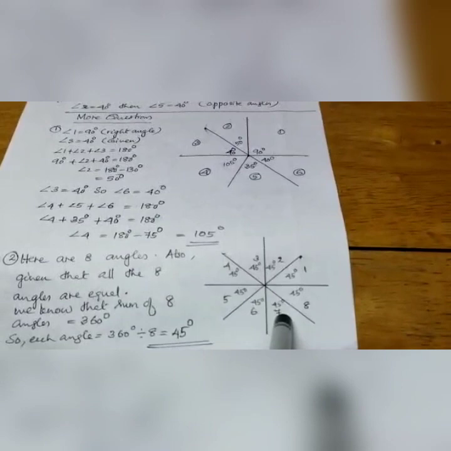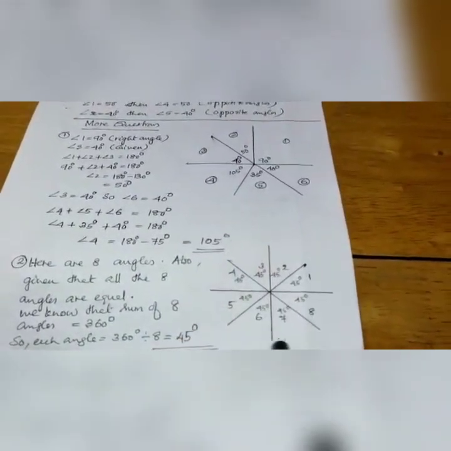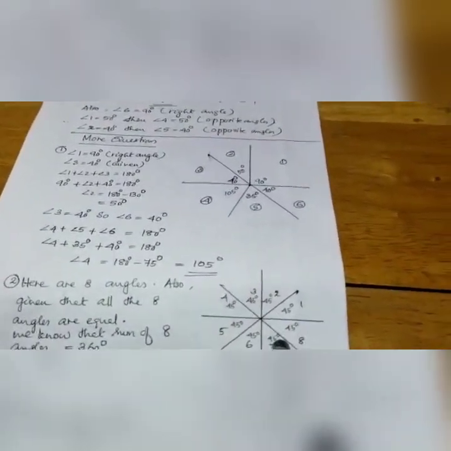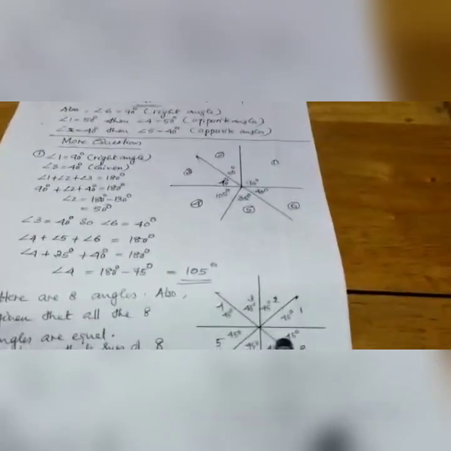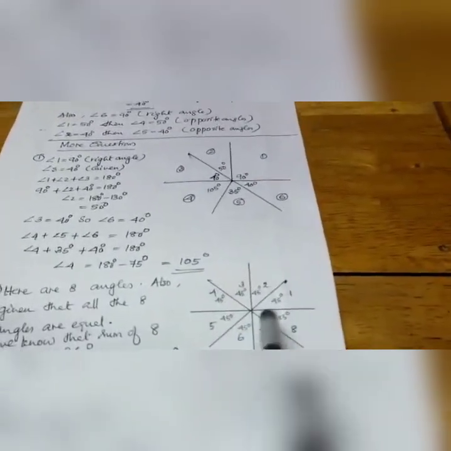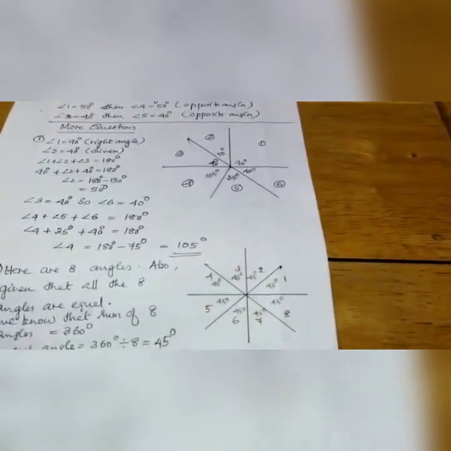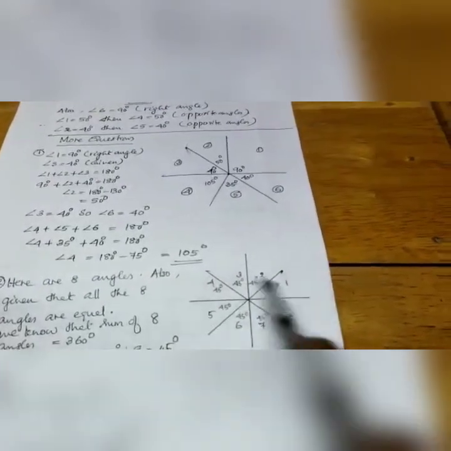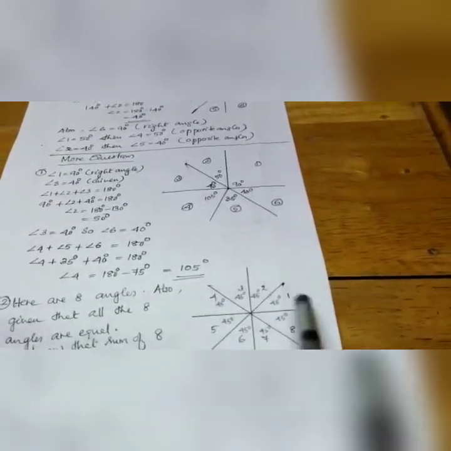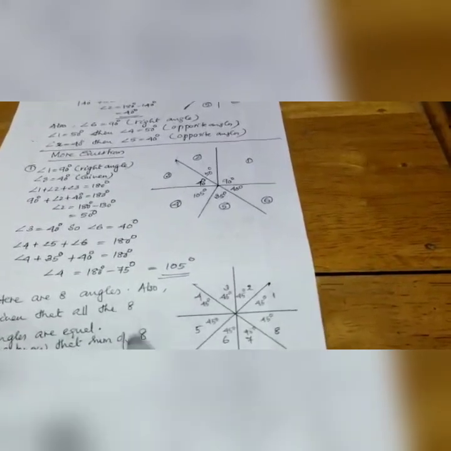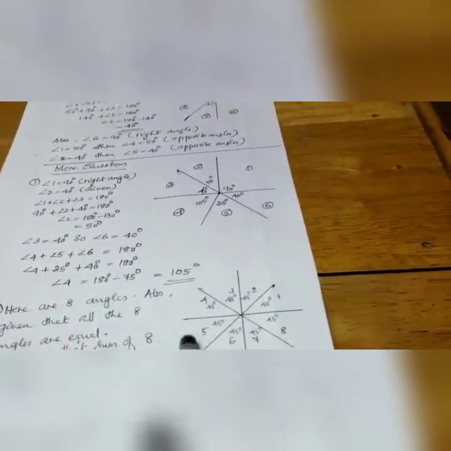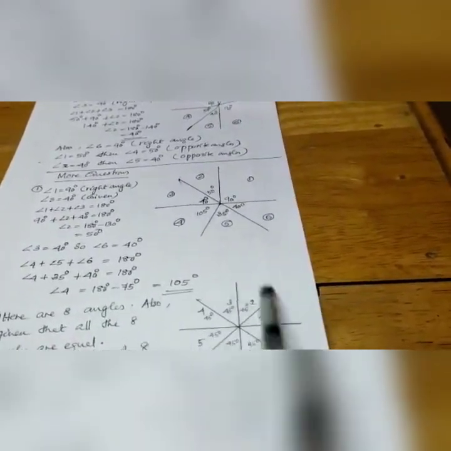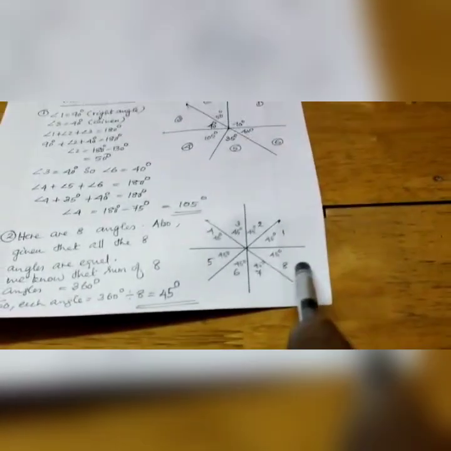How many angles are there? There are 8 angles. We know when two lines intersect, the total angle formed is 360 degrees. Here from this end to this end is 180 degrees. Also at the bottom, from this end to this end is 180 degrees. 180 plus 180 is 360 degrees.